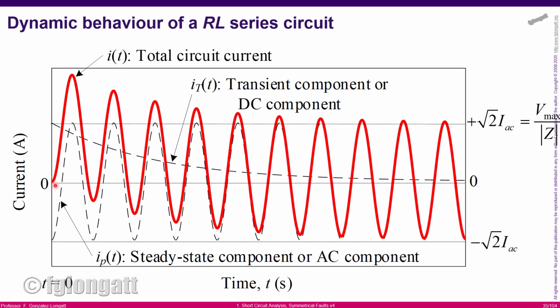What is the consequence of having a DC component? Well, the first thing is that the short circuit current in the RL circuit will be non-symmetrical. I believe you can see at the very beginning this is zero, and the current is not symmetrical with respect to zero. And the most important consequence of having the DC component is the maximum instantaneous value of the total circuit current. I believe you can see that the maximum value is increased by the DC component.